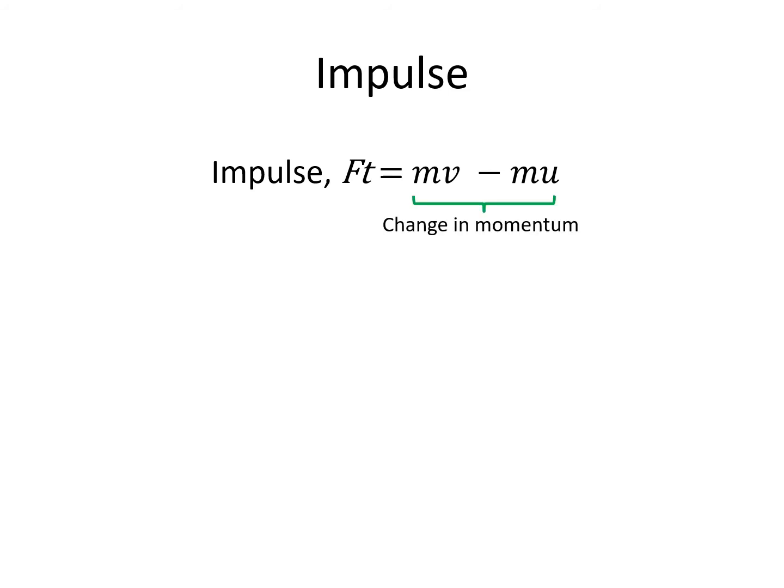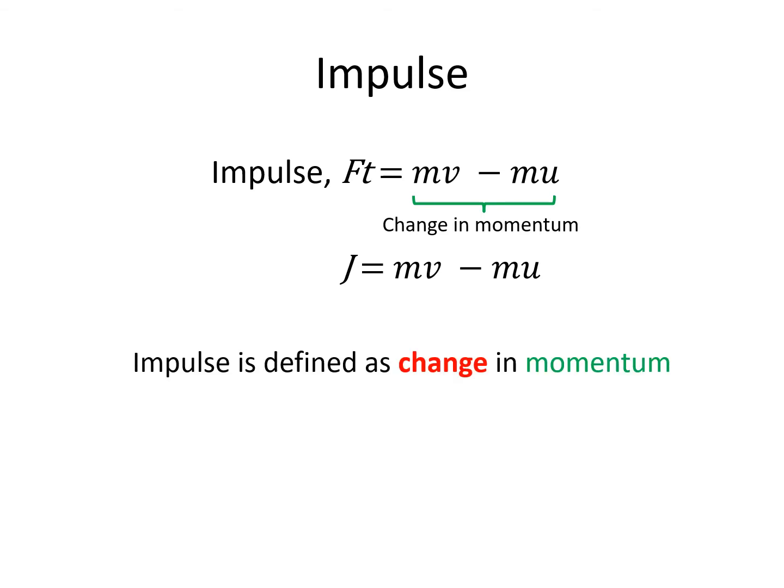Impulse. So let's see what it means by impulse. Impulse is given by Ft equals mass times final velocity minus mass times initial velocity. And mv minus mu is also known as the change in momentum. The equation can also be written as J equals mv minus mu. Now, we can define impulse as the change in momentum, and the SI unit for impulse is kilogram meter per second or Newton second.